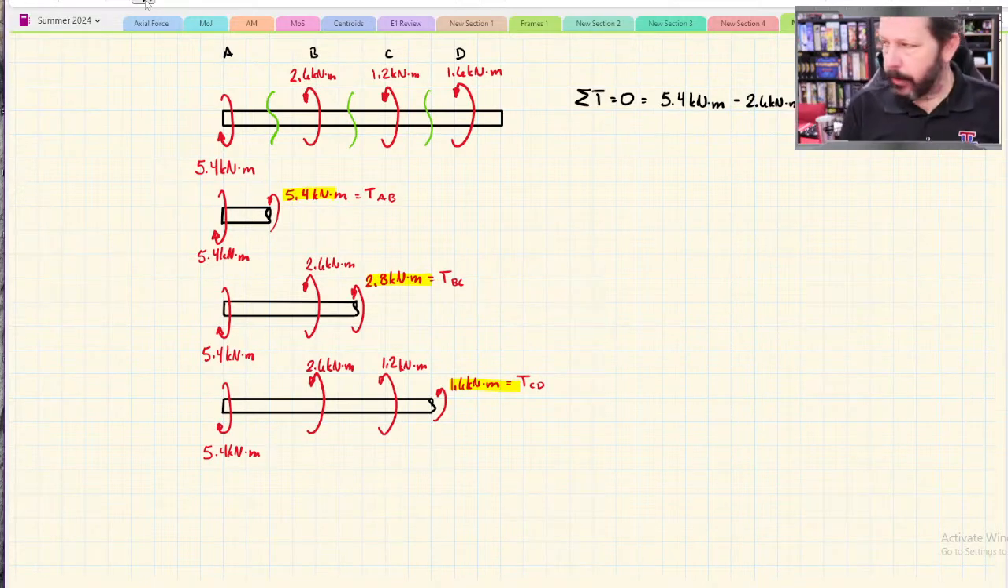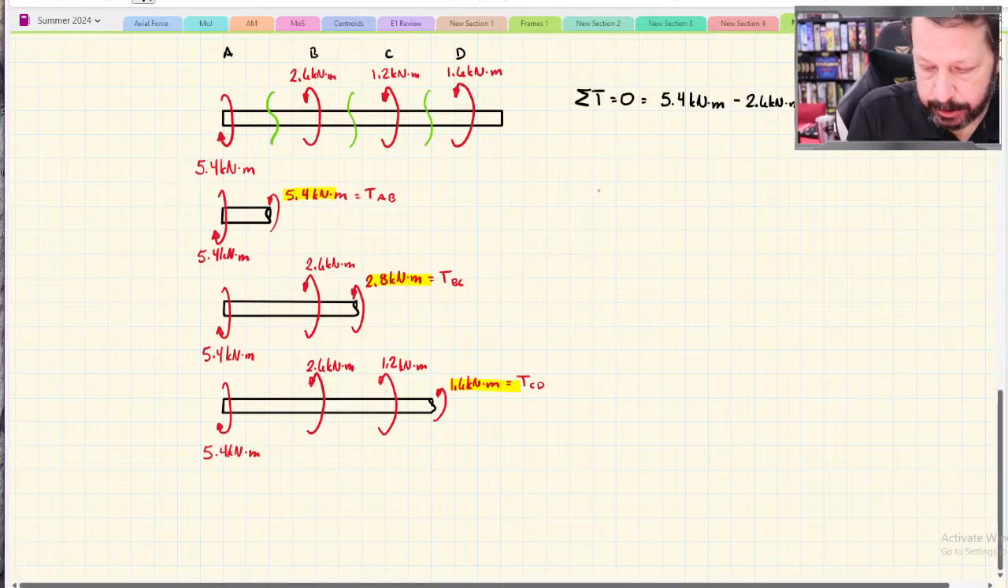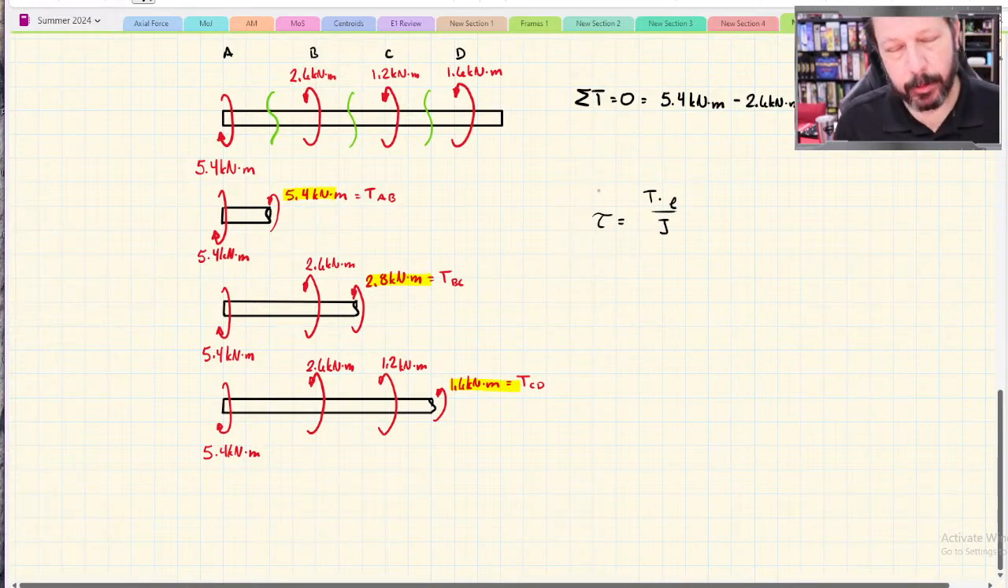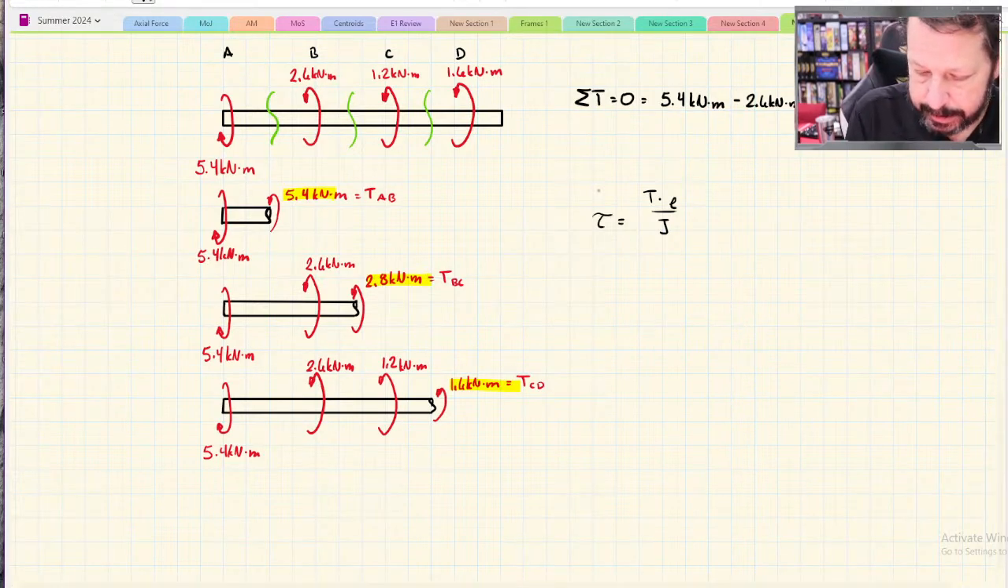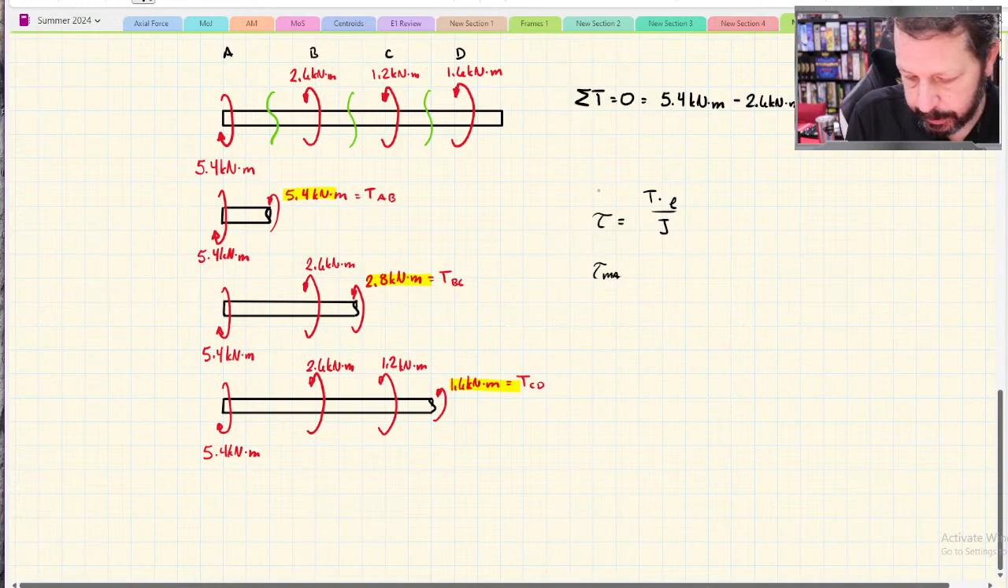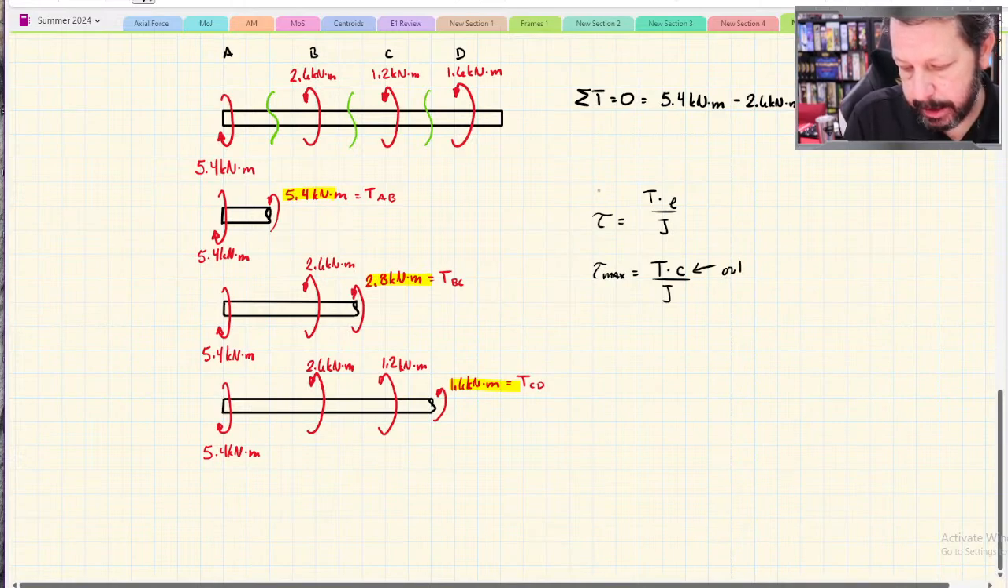All right, so torque in AB is our worst case torque. And so now we go and solve our shear stress equation. From last time, that was tau equals T times rho over J. But when we want to deal with maximums, like the worst case, then we've got tau max equals T times C over J, where C is the outer radius.